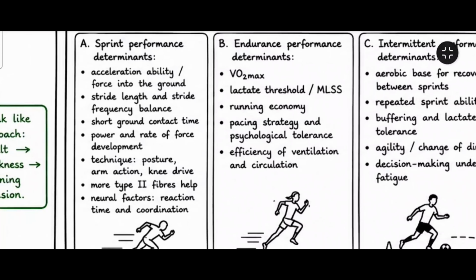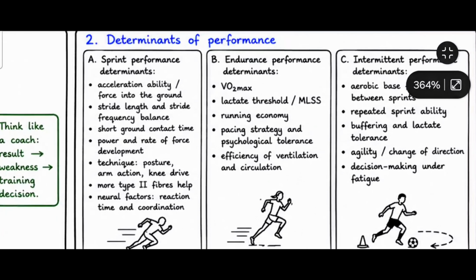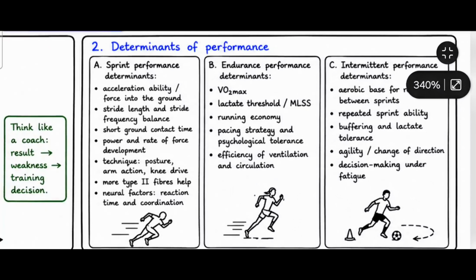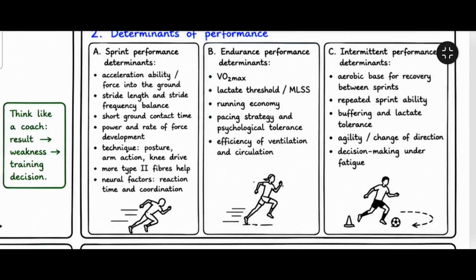For endurance performance determinants, we've got VO2 max, which is your ceiling for aerobic power. We've got lactate threshold slash MLSS, which is how much of VO2 max can be sustained. We've got running economy, which is your energy cost at a given speed. We've got pacing strategy and psychological tolerance, which is basically like willpower. And we've got efficiency of ventilation and circulation.